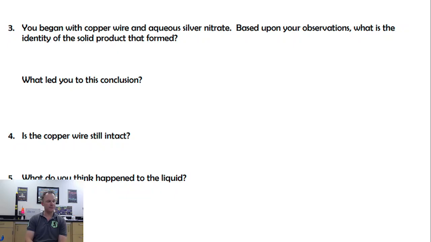What's happening is the nitrate ions would rather be with the copper ions. So they're giving up the silver, and they're grabbing up all of the copper ions. So the copper ions are going onto the nitrate ions. And then what are the silver ions going to do? They've been abandoned by their nitrate partner. Well, they all start finding each other and collecting on that copper wire.